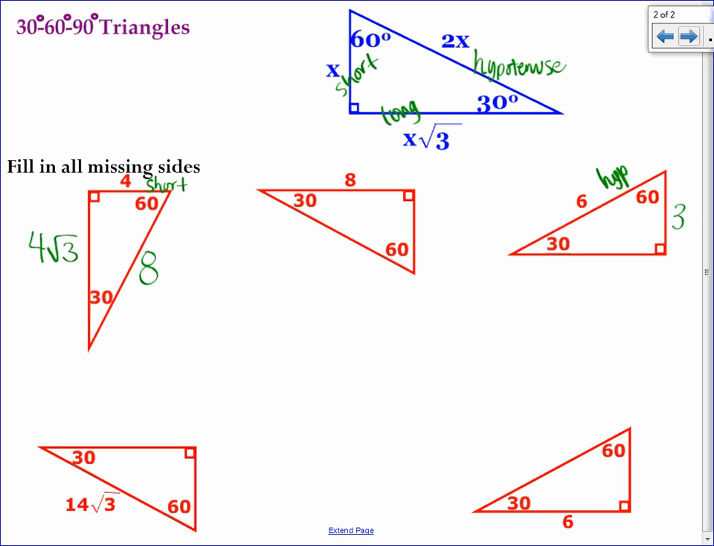Okay, hypotenuse and short leg are always half or double, whichever direction you're going. Okay, well, if this is 3, how long is the long leg? 3 square root 3.